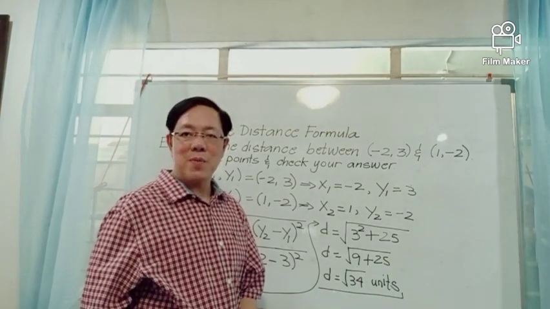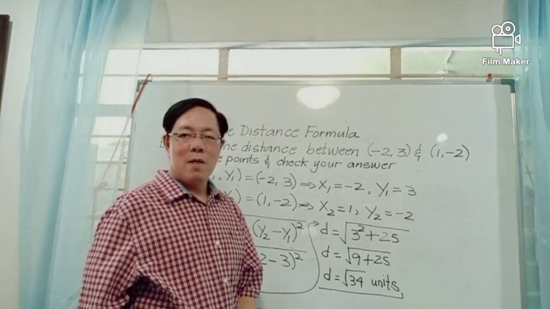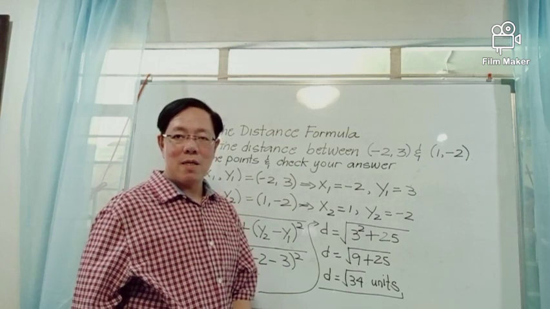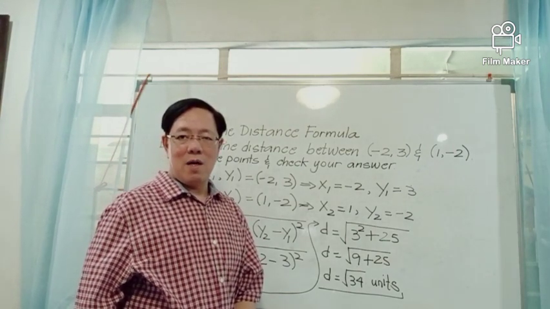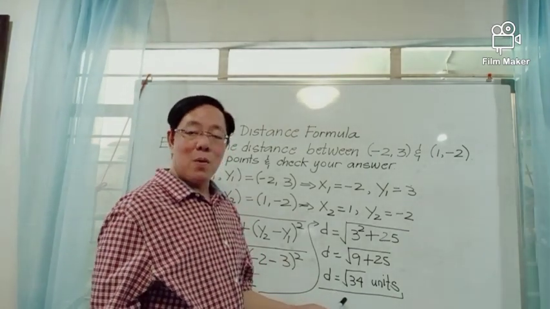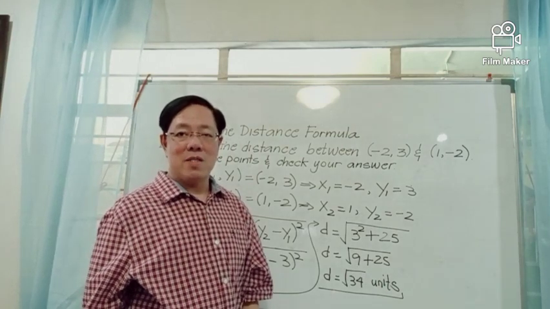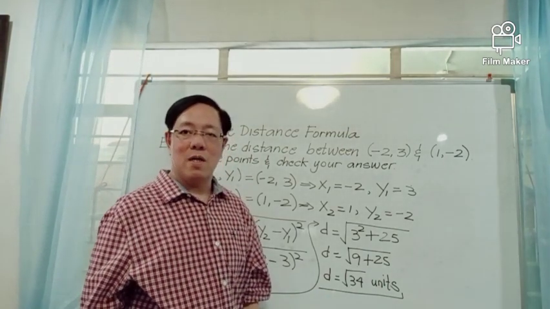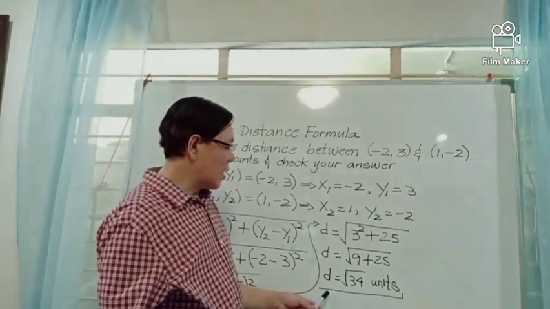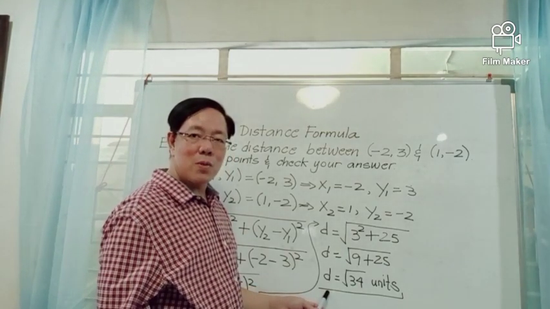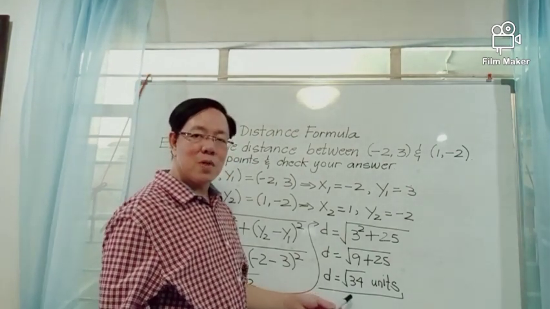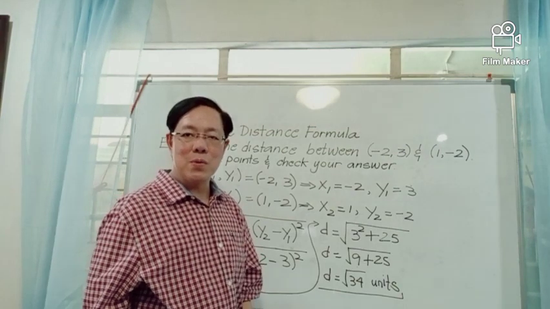Now, any positive real number has actually two roots, the positive root and the negative root. Example, the roots of 9 are plus and minus 3. But for the distance, we only take the positive root. And the positive root of 34 is called the principal root of 34. So if you want to write your answer using two decimal places, you take the positive root of 34 and round it off to two decimal places.